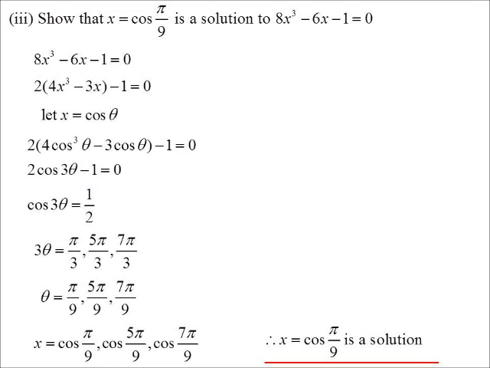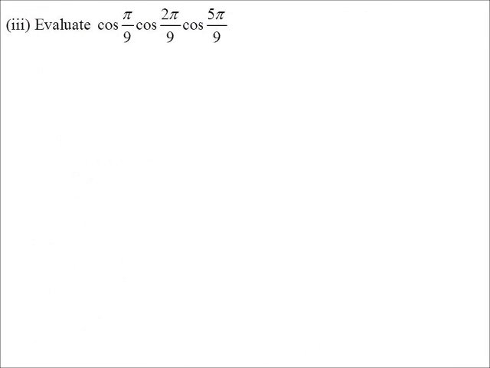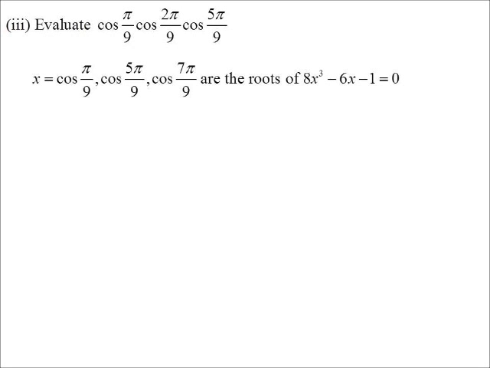The other way, of course, that would have been perfectly valid for this, because it says show, I could substitute in cos pi on 9 into the equation and show, oh look, it does come up with 0. All right, now it's asked us to evaluate cos pi on 9, cos 2 pi on 9, cos 5 pi on 9. Well, it's playing with the roots of the equation. We now know the 3 solutions, which are the 3 roots.